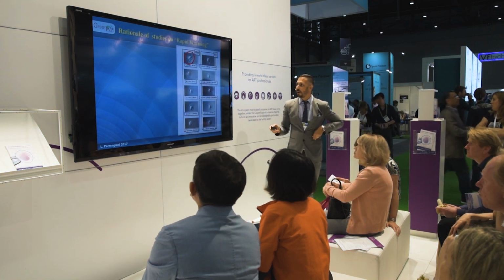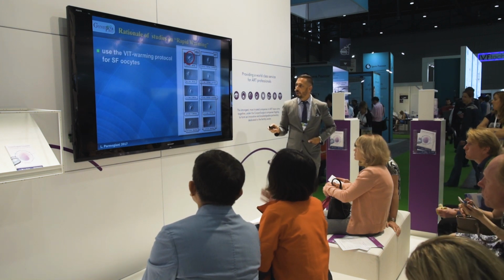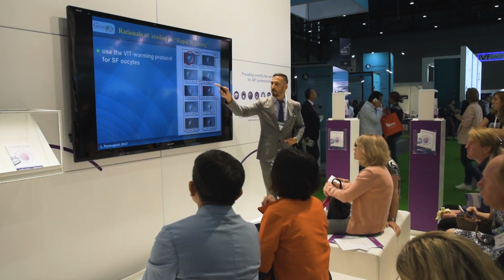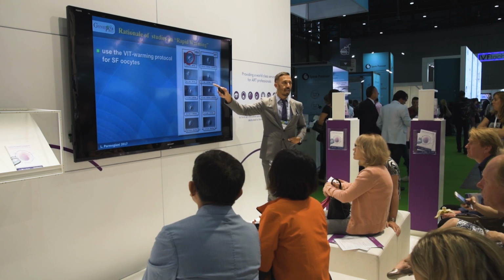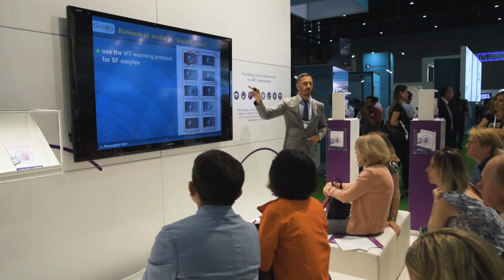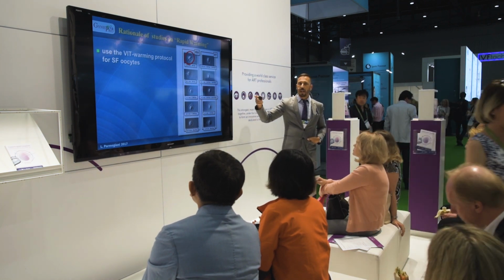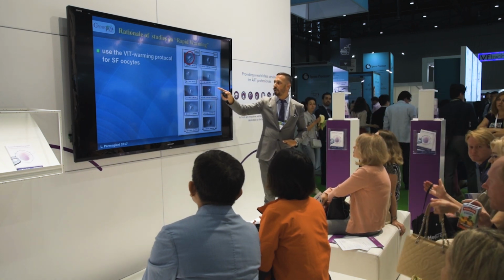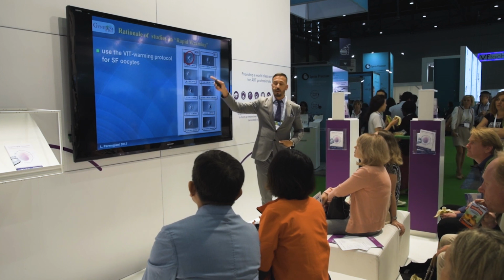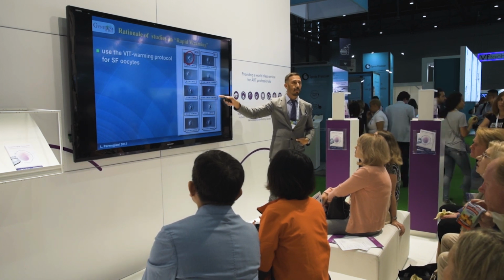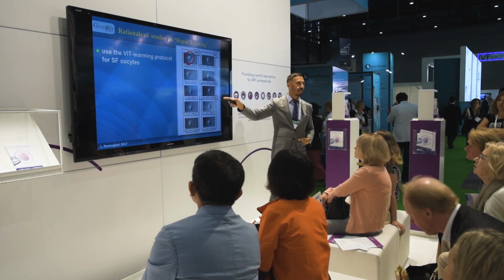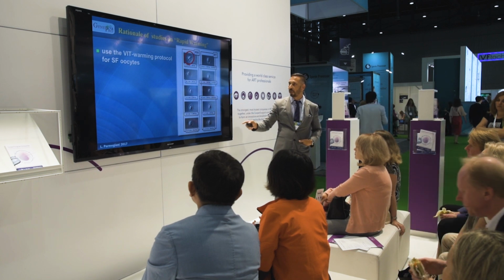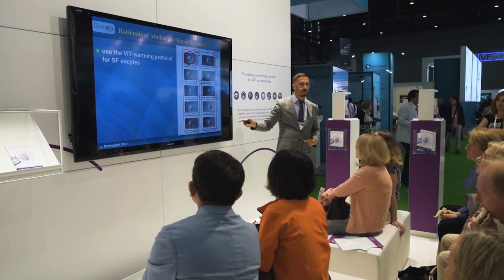So two years ago we tried to use the vitrification warming protocol on slow frozen oocytes. The rationale of this study was that if we were able to demonstrate that it is possible to rapidly warm slow frozen oocytes, this is potentially possible for any reproductive cell and any reproductive tissue, irrespective of the freezing protocol.